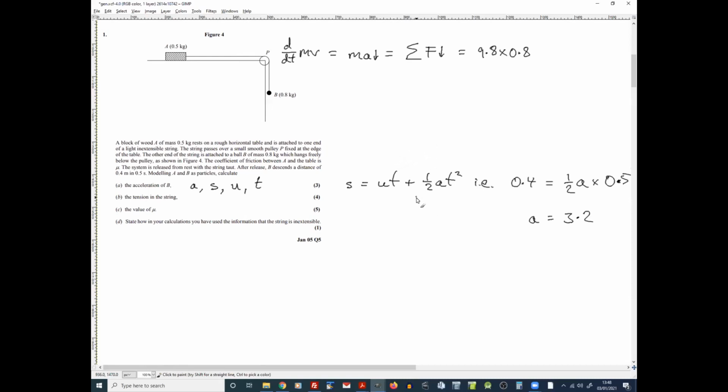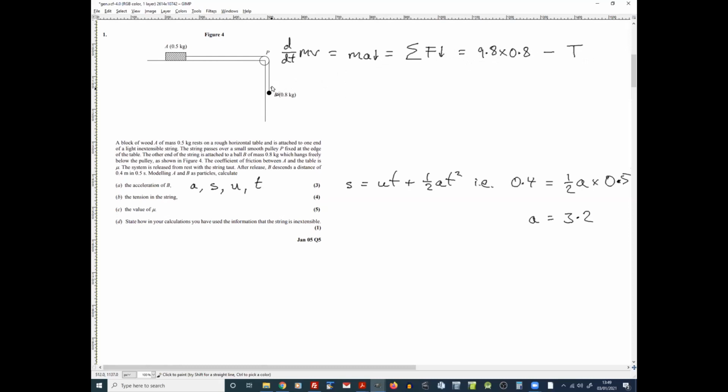Weight. That's that, isn't it? That's the weight. 9.8 times 0.8 is the weight. What other forces are acting down? None. Tension acting in reverse. Yeah. So the two forces acting here are weight and tension.